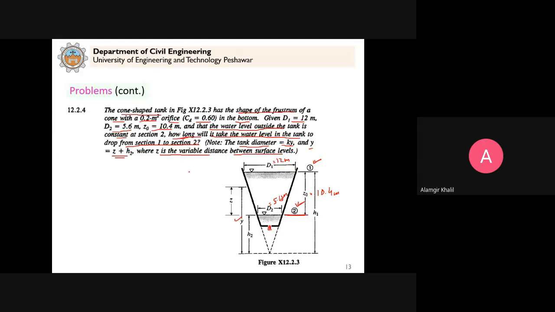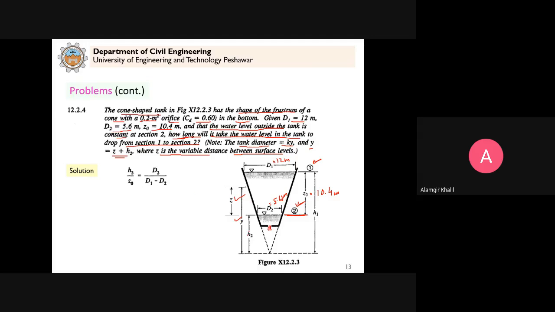Now in this case you can see that we cannot use the equation that we developed, because that was for a rectangular tank and the cross section of the tank was constant. So here the cross section is changing. That's why we have to calculate the area in terms of the z variable. It is not constant. So how to do that?